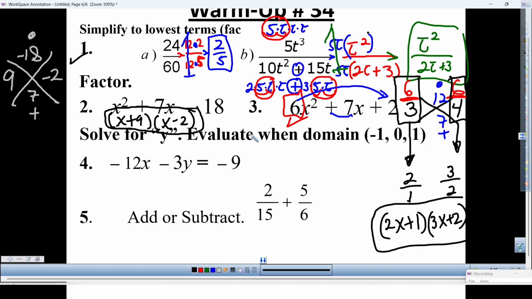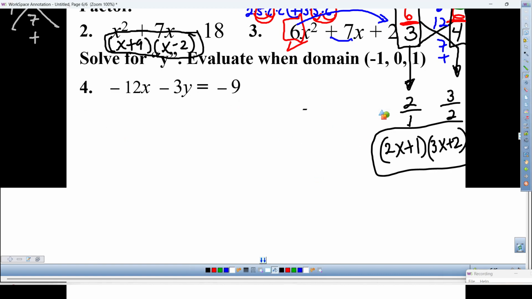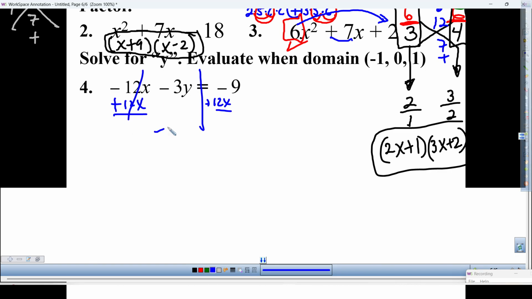Let's go to number 4. Evaluate when the domain is negative 1, 0, and 1, but you need to solve for y first. So for number 4, let me make some space here. It said solve for y. So add 12x, add 12x. We end up with negative 3y equals 12x minus 9. At the end, divide by negative 3, divide by negative 3. Y equals negative 4x, because 12x divided by negative 3 is negative 4x, yes?